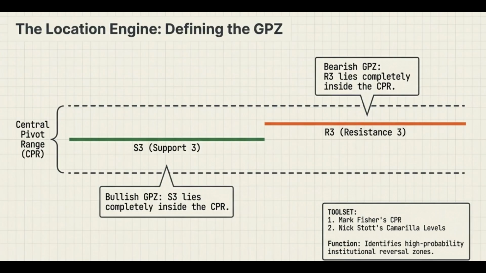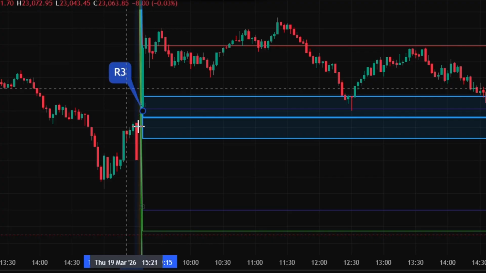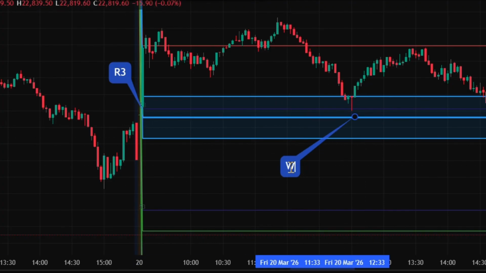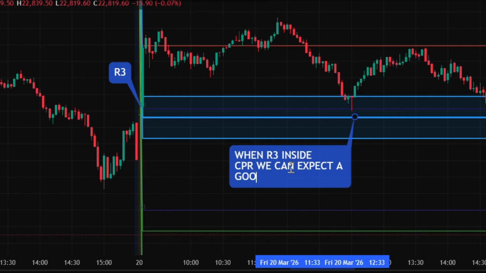Now comes the real edge: location. Because even the best signal will fail if it's taken in the wrong place. This is where the golden pivot zone comes in. It's built using two powerful concepts: CPR and Camarilla levels. CPR gives you structure, Camarilla gives you precision. When these two align, you get a high probability zone, the golden pivot zone.